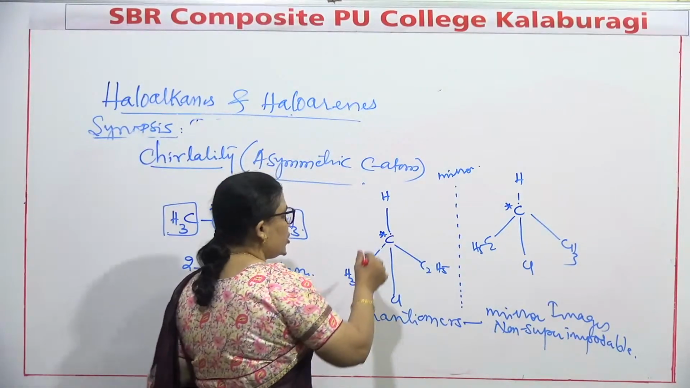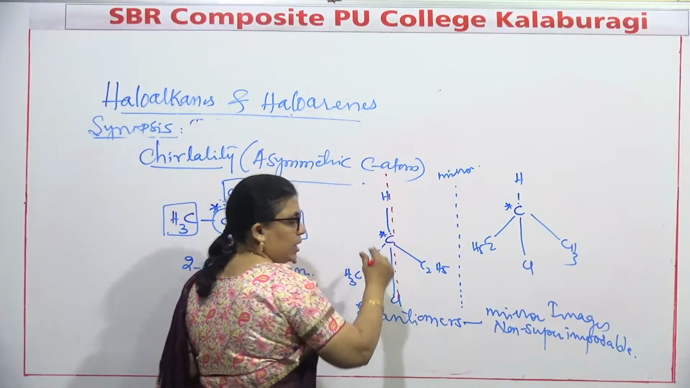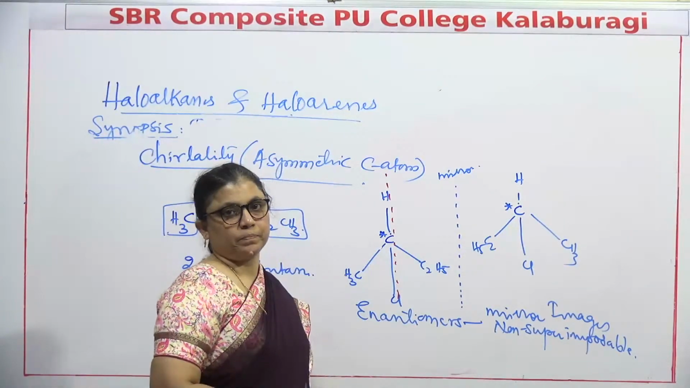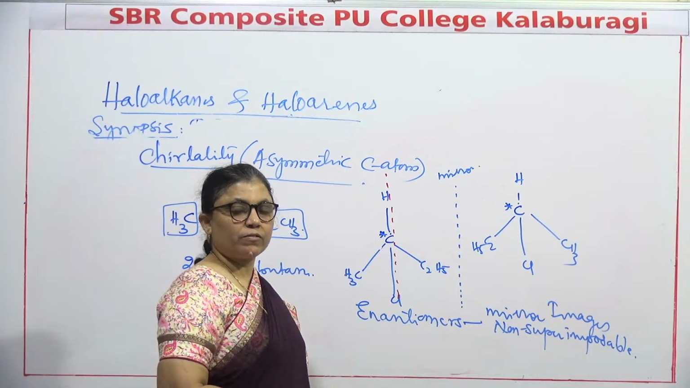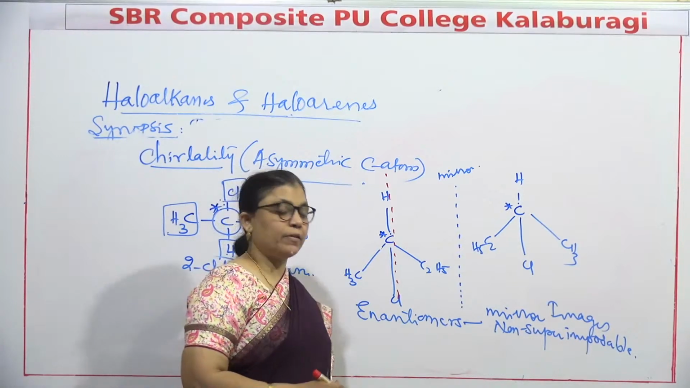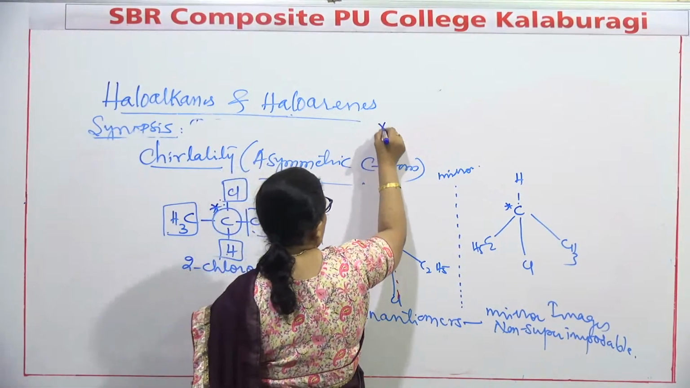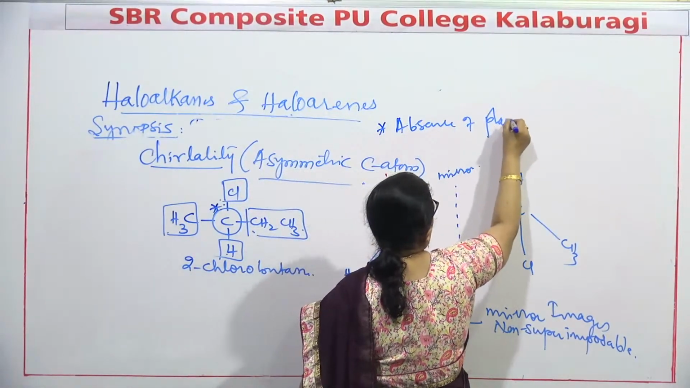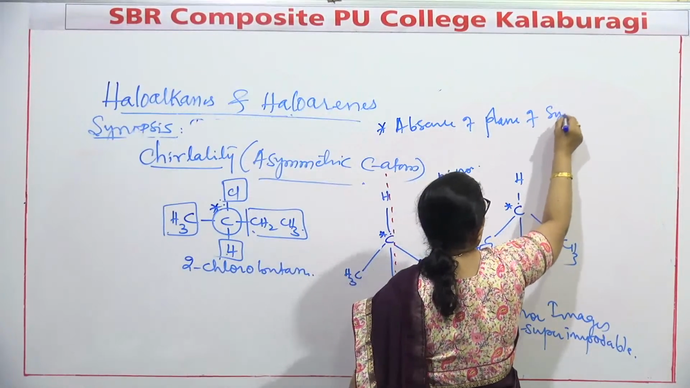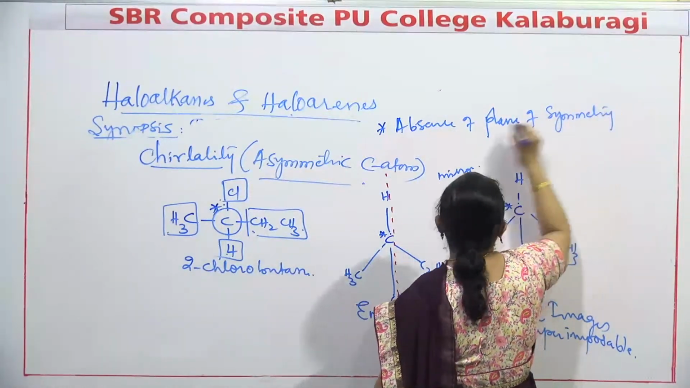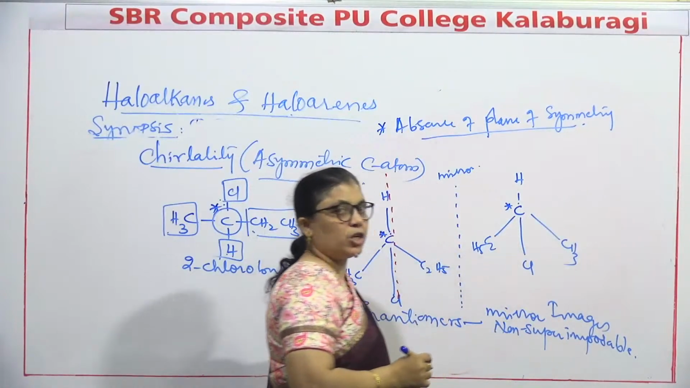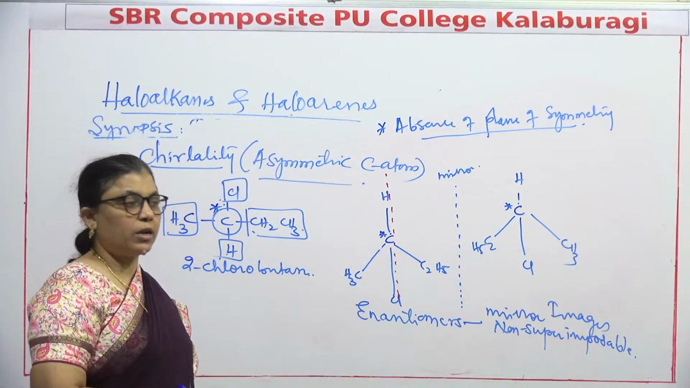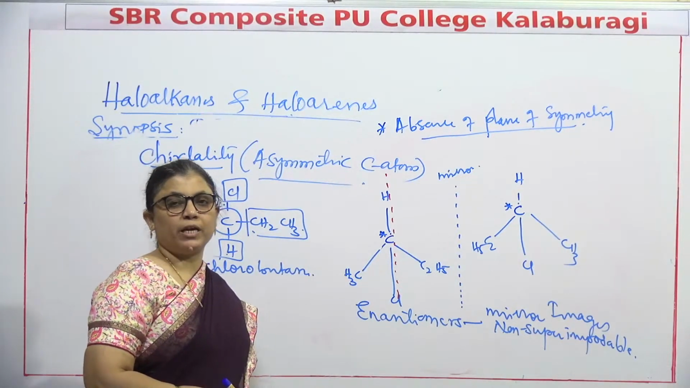Another point: whenever you cut the molecule into exactly two halves by an imaginary plane, the right part and the left part are different. They should not be the same. So we can say there is absence of plane of symmetry. When a molecule is cut into two exact halves by an imaginary plane, one half should be different from the other half. That is called absence of plane of symmetry.